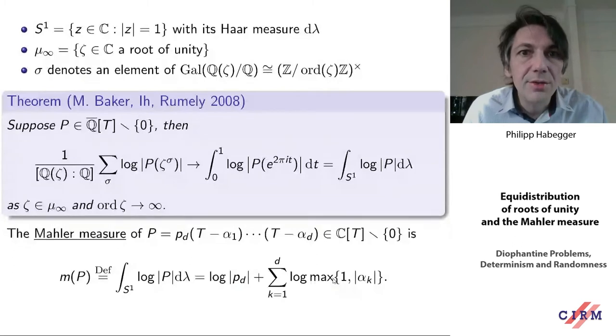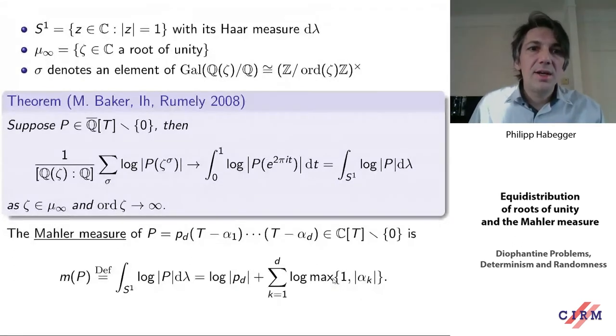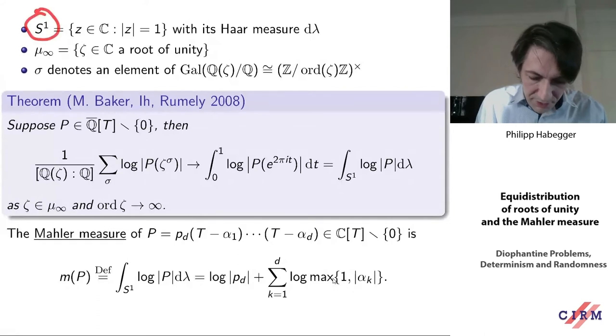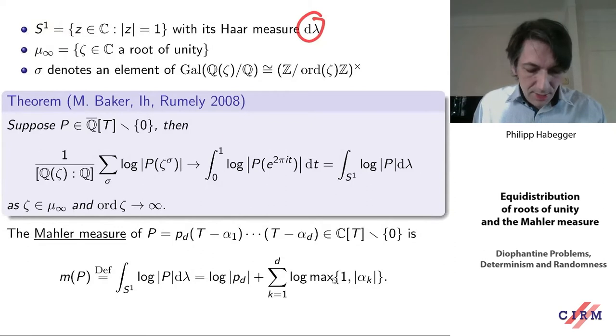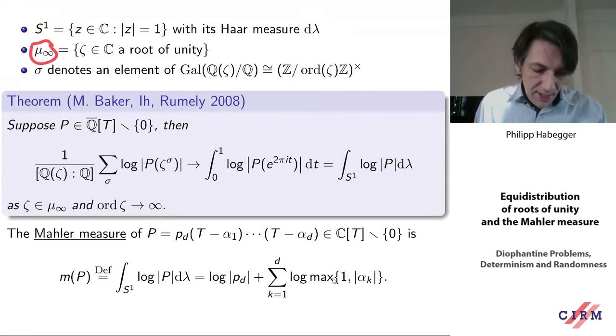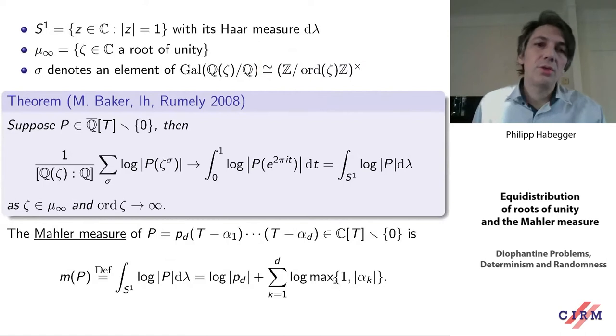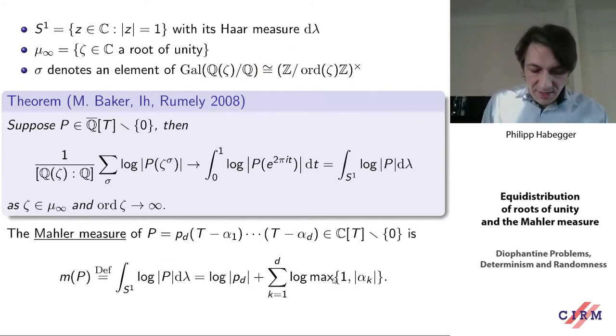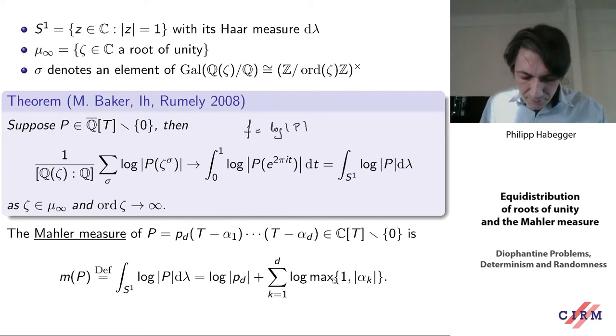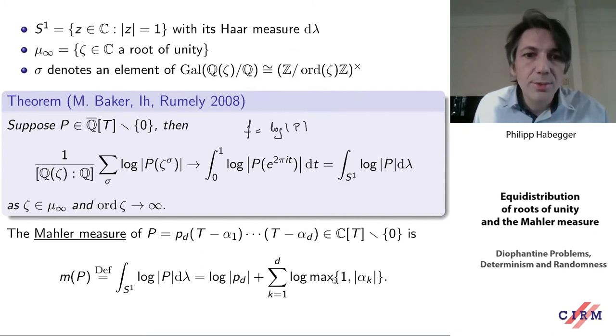Okay, so let me first reformulate their theorem. It's the same theorem as before in a slightly more general dressing. To set up some notation for my talk, S1 will be the unit circle. It has a Haar measure. Mu infinity will be the roots of unity in the complex plane. And sigma will always denote an element in the Galois group of a cyclotomic field, which is classically isomorphic to this unit group here. So their theorem can be reformulated as saying, if I take any polynomial with algebraic coefficients, P non-zero, then the average of the Galois orbit of a root of unity over log, so the test function here is log absolute value of P, will converge to the integral as the order of the root of unity tends to infinity.